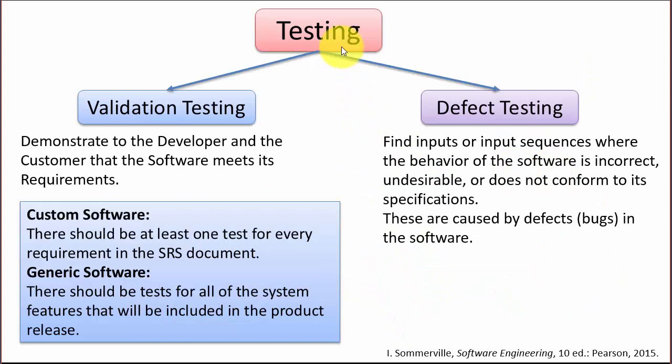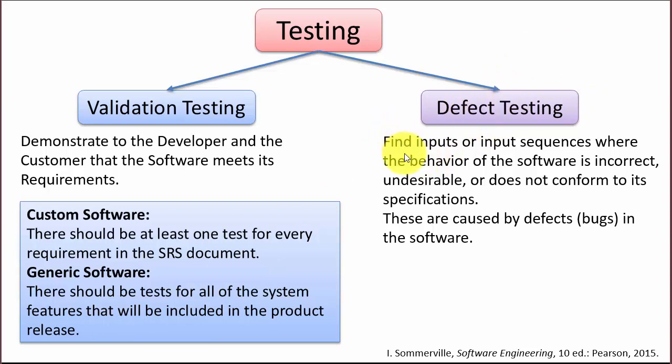We can divide testing into two groups. We have validation testing, which is to demonstrate to the developer and the customer that the software meets its requirements. And then we have two types of software. We have custom software, where there should be at least one test for every requirement in the software requirements specification document. For more generic software, there should be tests for all of the system features that will be included in the product release.